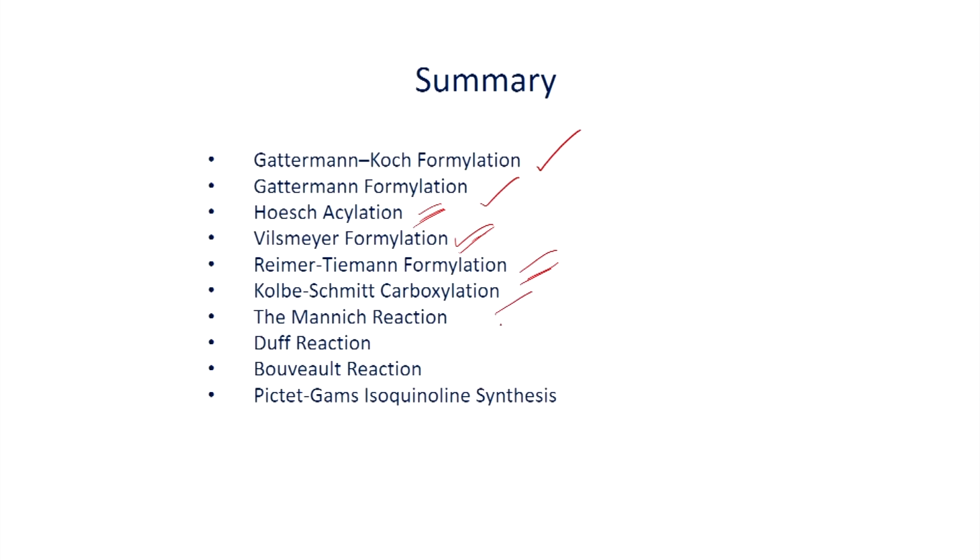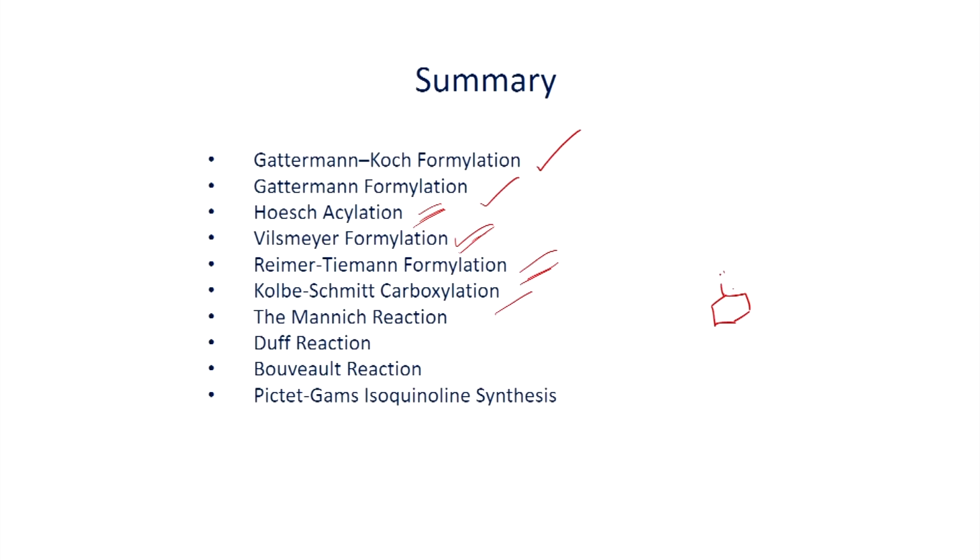Then we have seen the Kolbe-Schmitt carboxylation. Suppose you take the phenol and base and carbon dioxide, you will be able to get salicylic acid as the product. This is a precursor for the aspirin synthesis. We have seen when you react this with acetic anhydride in the presence of a catalytic amount of acid, you can make the aspirin as the product.